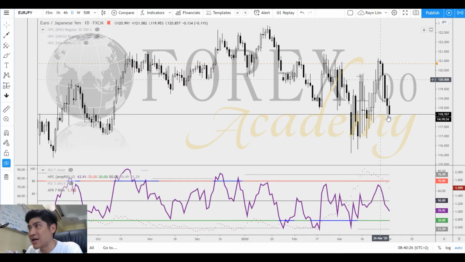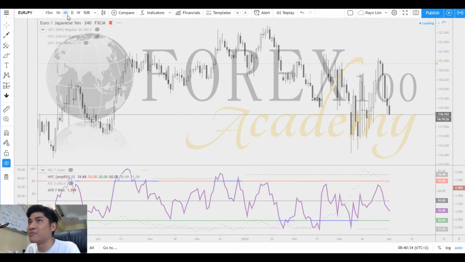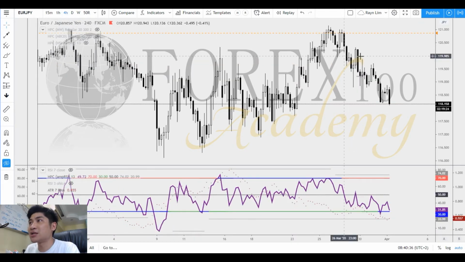Alright, then it's slide down. Something to take note of: managed to short this, wonderful. I was thinking, and it doesn't really fulfill my rules, so I give it a miss. Down to the 4-hour chart, a very nice and choppy move, you can see.